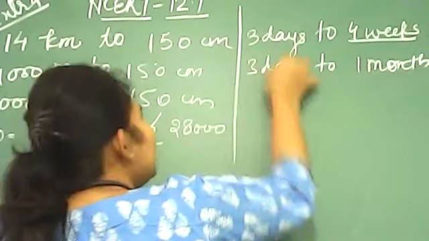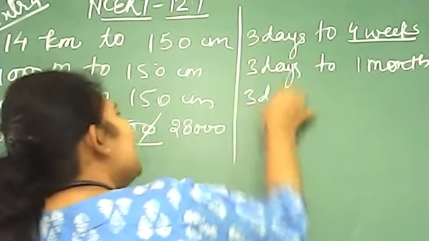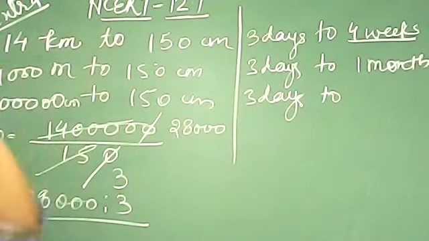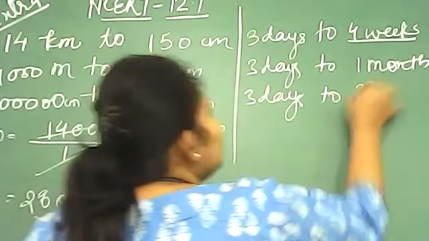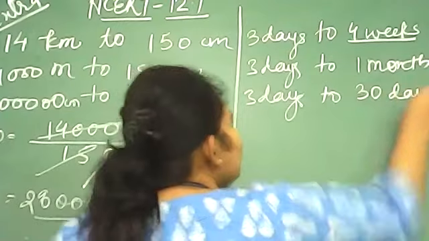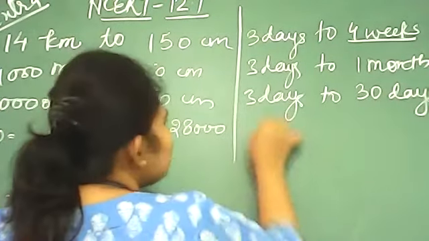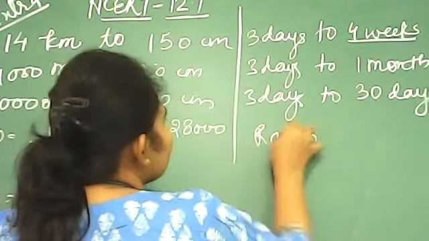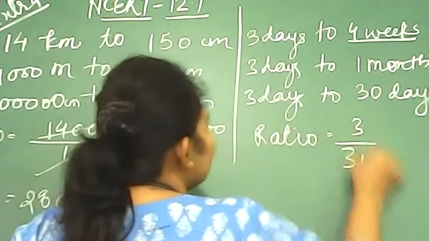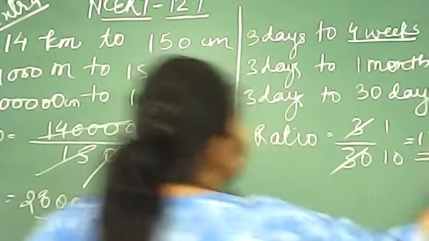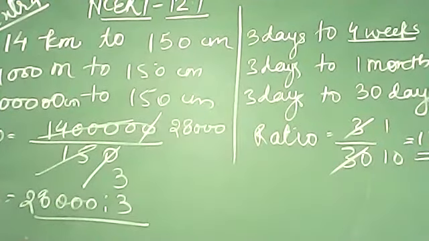and this is 3 days only. Now 3 days it will remain same. 1 month means 30 days. Now this question has become with the similar quantity. So find out ratio as, yes, 3 by 30, 1 by 10 means 1 ratio 10.